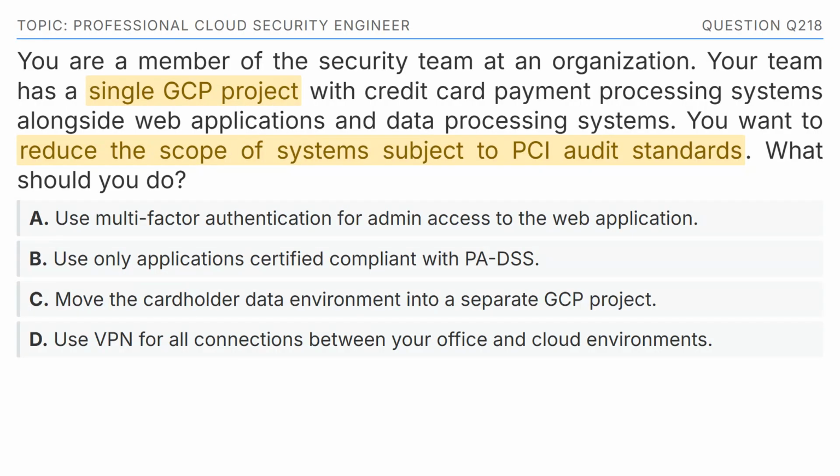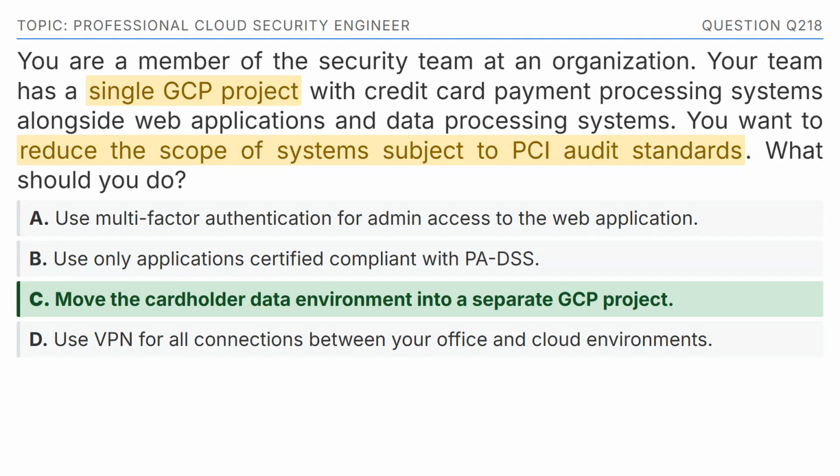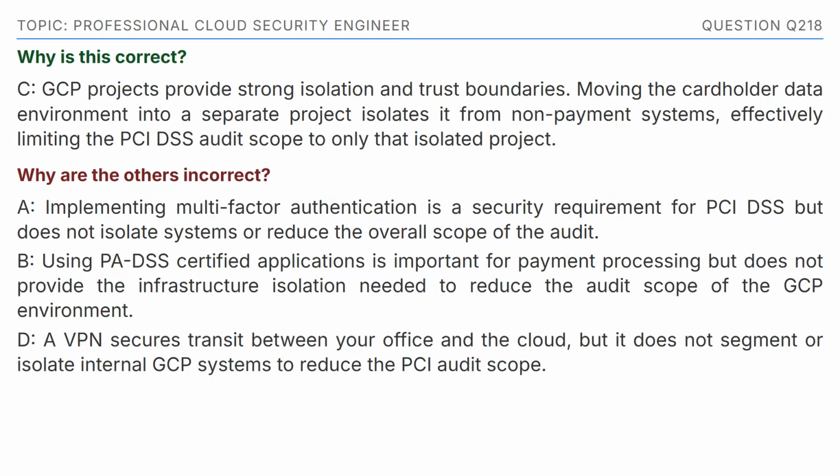To arrive at the correct answer, we focus on the keywords: single GCP project, reduce the scope of systems subject to PCI audit standards. The correct answer is option C, move the cardholder data environment into a separate GCP project. Why is this correct? C. GCP projects provide strong isolation and trust boundaries. Moving the cardholder data environment into a separate project isolates it from non-payment systems, effectively limiting the PCI DSS audit scope to only that isolated project.